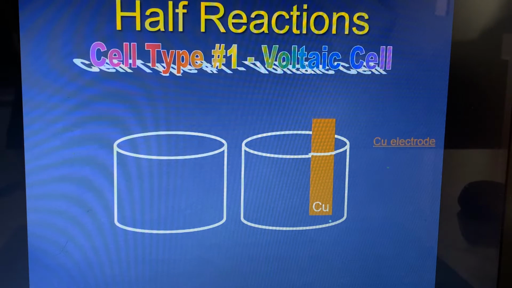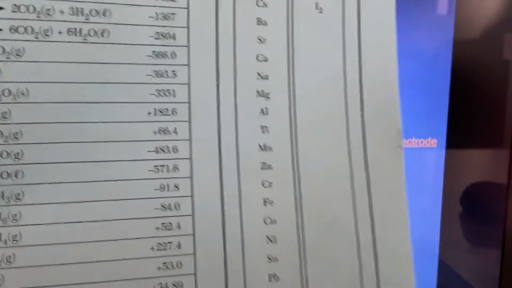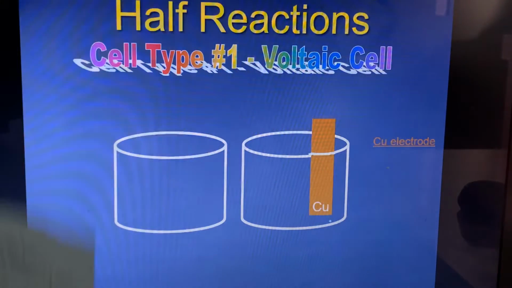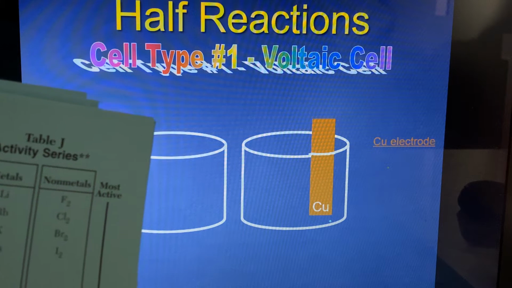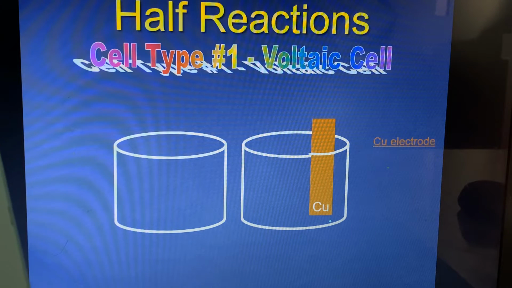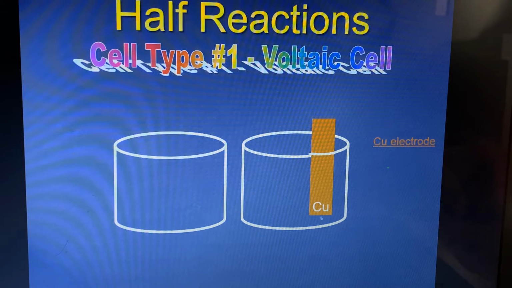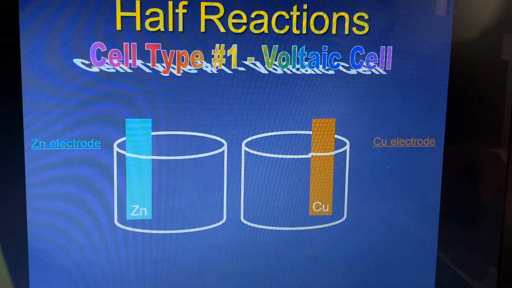We're going to make it with metals, with two different metals. And we're going to use this table right here, table J. We're going to go back to this. Remember the reactivity series of metals. And since we're doing a copper top, we're going to use copper. If we were in class, I'd build this battery while we're in class, but I don't have the materials at home. We're going to make a battery out of copper and zinc.